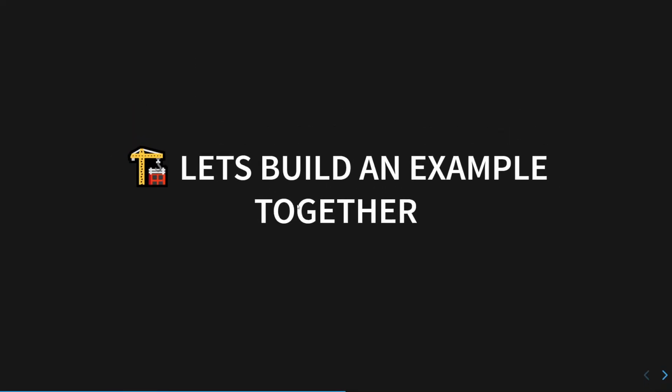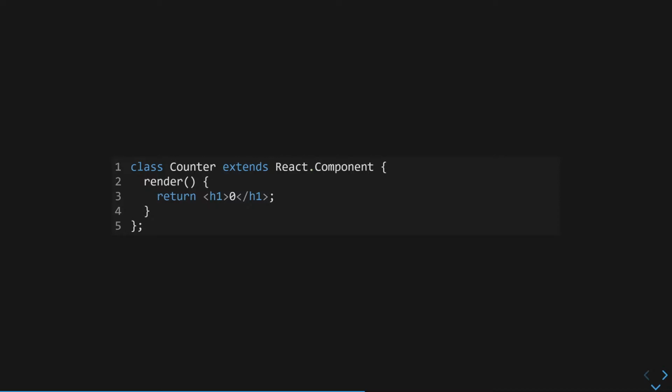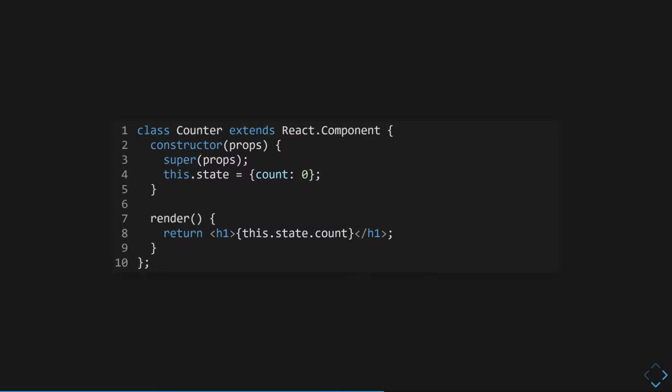So let's build up a simple example together that shows something a little bit more complex than just hello world. We're going to create a counter that just counts up 1 every second. So we're going to start out with the most basic React component. What it does is render 0 in an h1 tag. And then we're going to include our constructor, and this is where we first set what we call state variables.